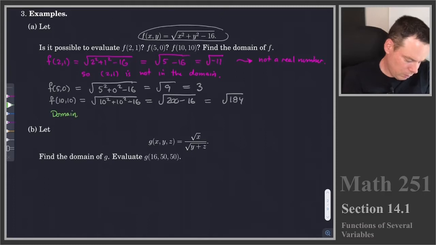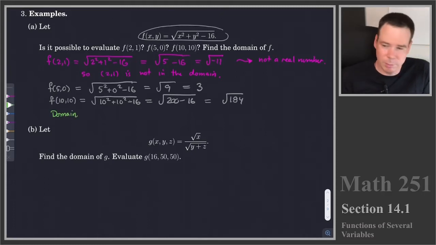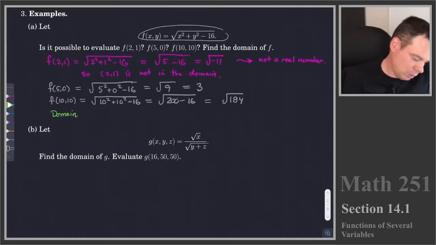Now, what about the domain? We found a few values that look like they're fine to be in the domain because we can plug them in and evaluate. We found a value, 2, 1, that we can't plug in, so it shouldn't be in the domain. What is the domain? Well, the general rule is unless the domain is explicitly stated, we assume that the domain is as big as possible. The domain is going to consist of all x, y pairs that make sense to plug into this expression. So that's going to be our domain.